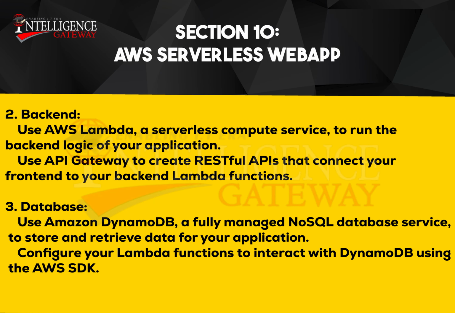2. Backend. Use AWS Lambda, a serverless compute service, to run the backend logic of your application. Use API Gateway to create RESTful APIs that connect your front-end to your backend Lambda functions.